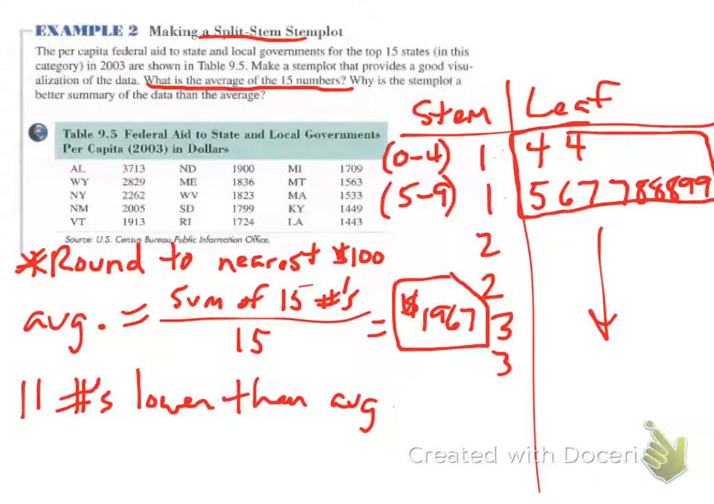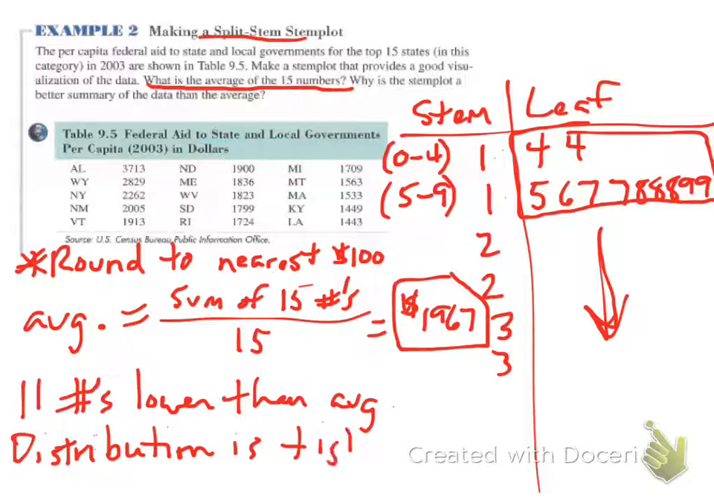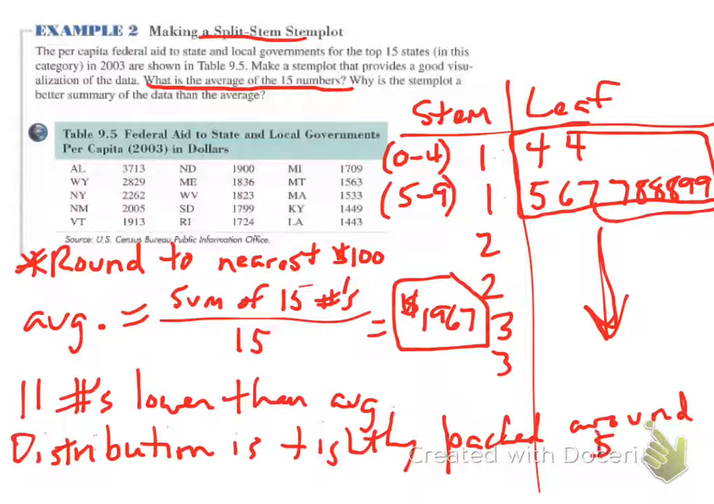Now, once you finish the stem and leaf plot, once you complete that, where is the distribution kind of tightly packed around? Okay, well, the distribution is tightly packed around what? Well, it looks right here, you've got a lot of numbers right in here, right? So it's tightly packed around $1,800, right? Everything seems to be packed in tight there.